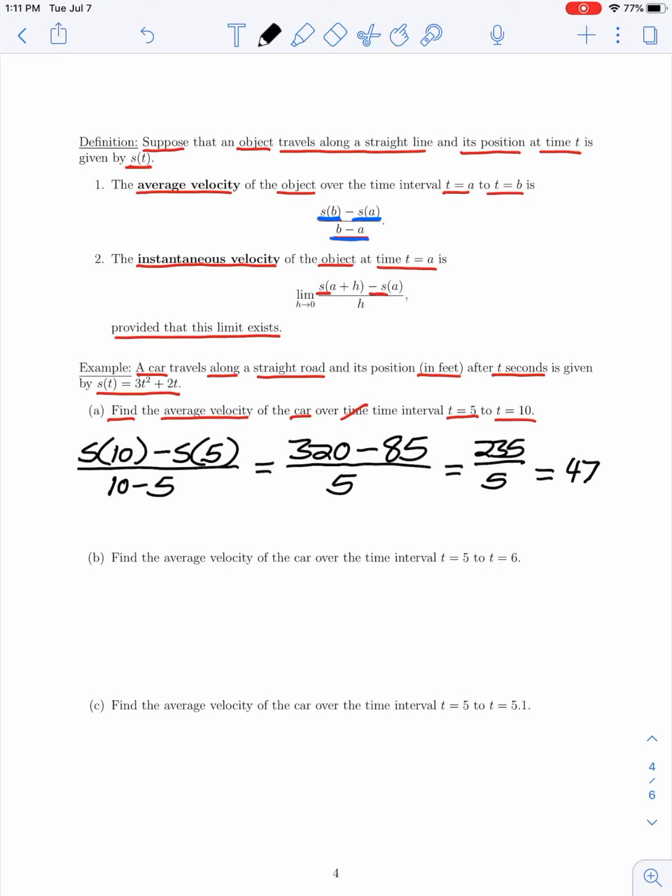And let's think about what units we're using here. Since distance was measured in feet, our numerator is measured in feet, and then we're dividing by a difference in time, which was being measured in seconds. So here we would have 47 feet per second. So the average velocity or average speed of this car in the time interval between 5 and 10 seconds is 47 feet per second.